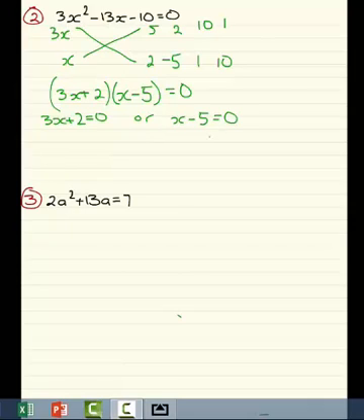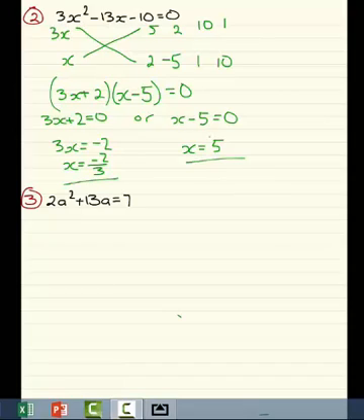So if it's 3x plus 2, then 3x is equal to negative 2 and x is equal to negative 2 over 3, or x is equal to 5. And they're the two numbers that, if I substitute back into my equation, 3x squared minus 13x minus 10 is equal to 0, would make it true.